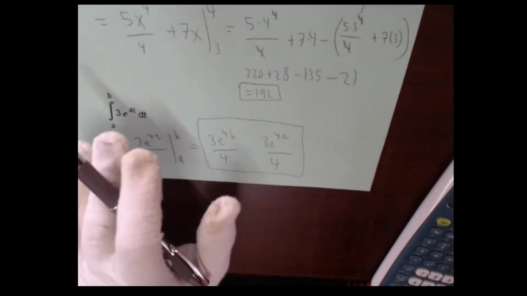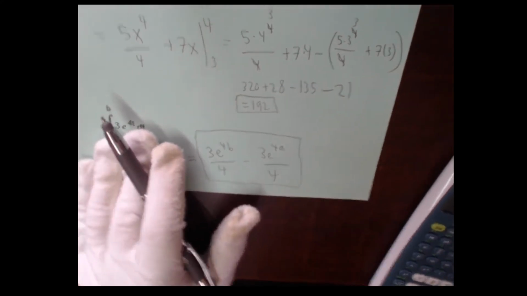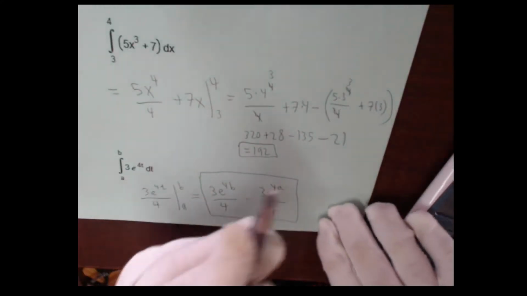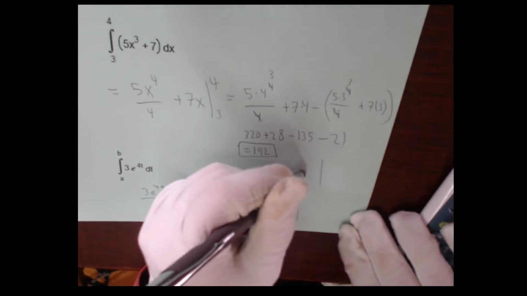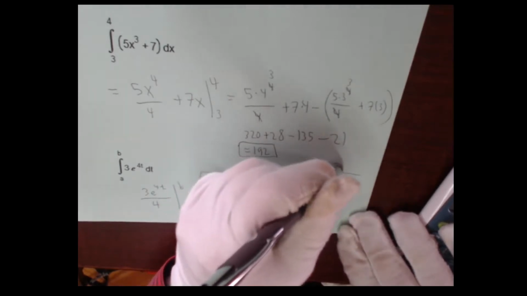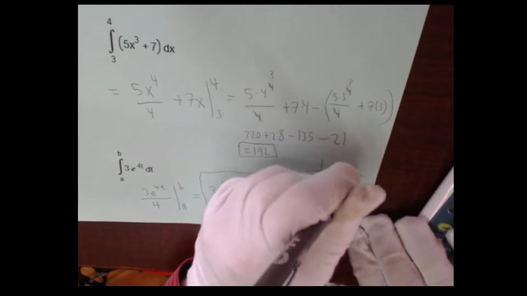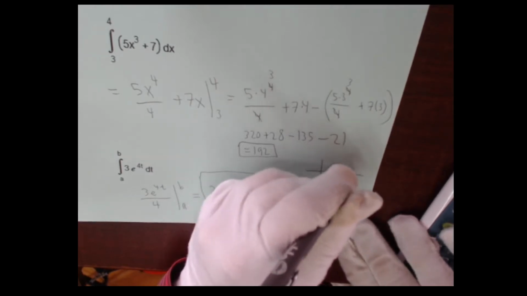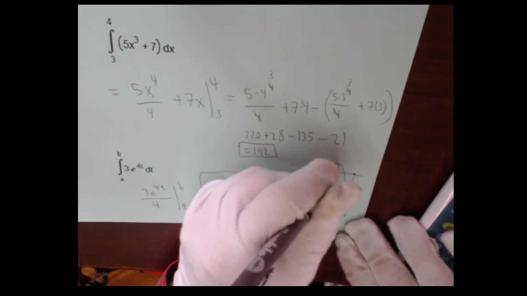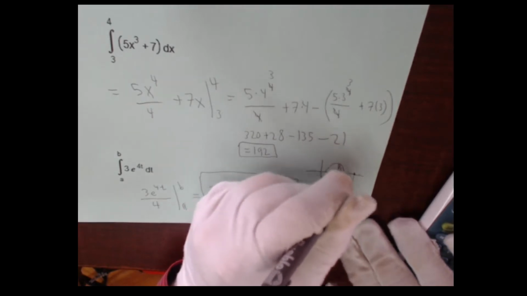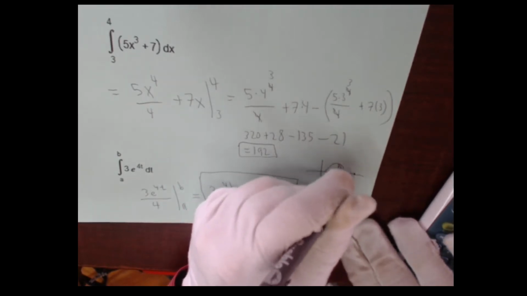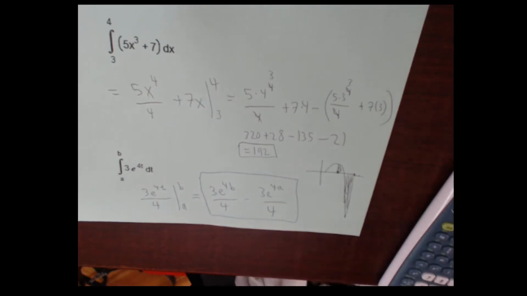So far, all of our answers have been positive, and that's not always going to be the case. So if we have a function that looks like this, say, and let's say we're taking this area right here, you notice that there's a lot more area underneath the x-axis than above. So when we do this, we're probably going to get a negative answer.